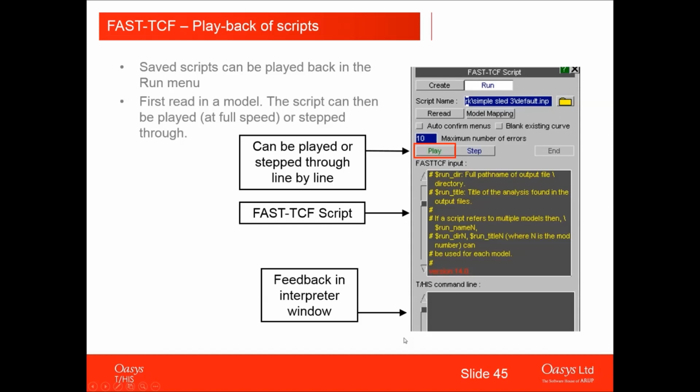Okay, once you've done that, that's it. We can replay the script by going to the FastTCF menu and clicking on Run, reading in that file. It's saved as an INP file, input file, and then we just sit back and let it regenerate that plot.